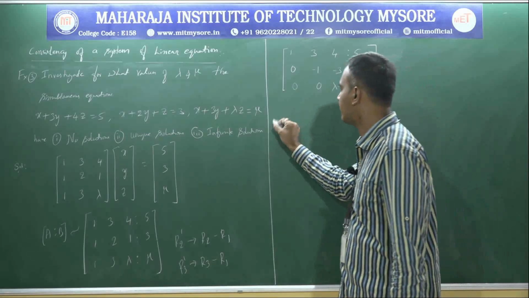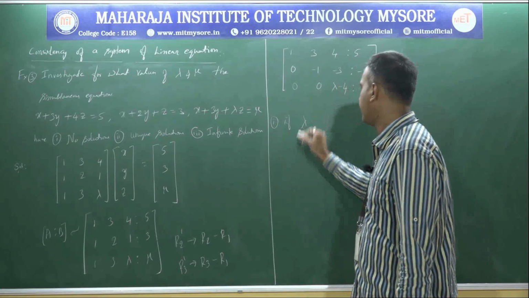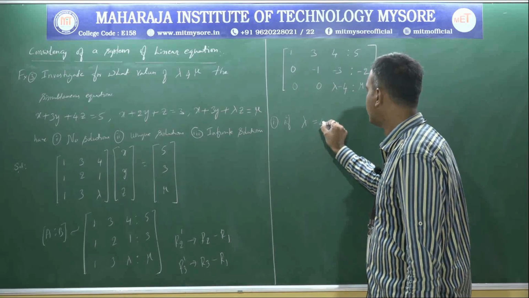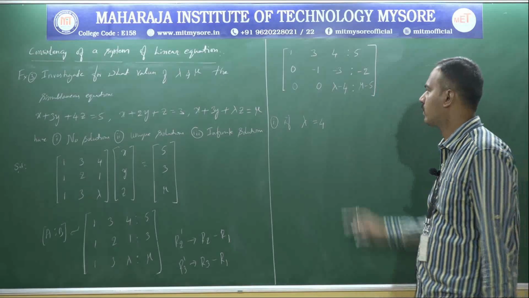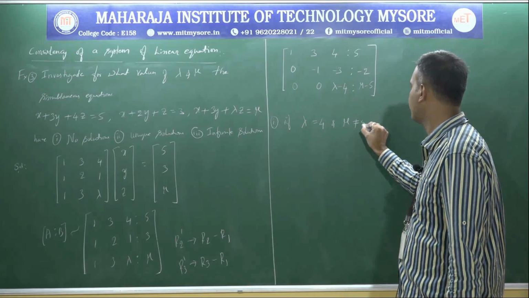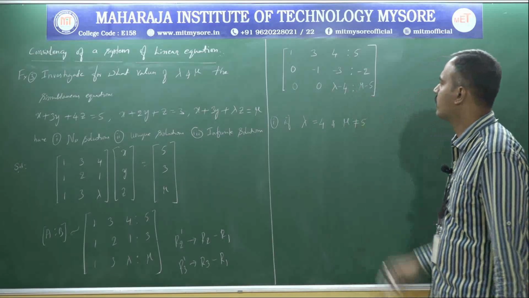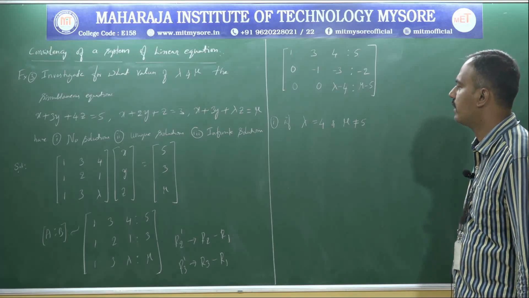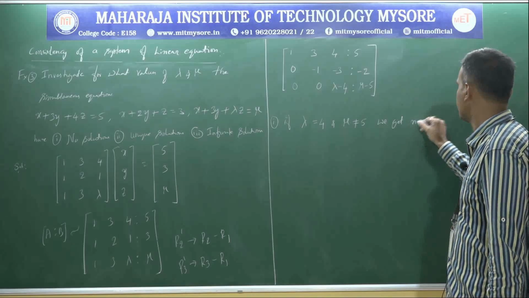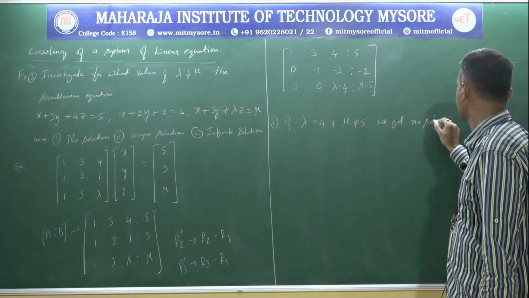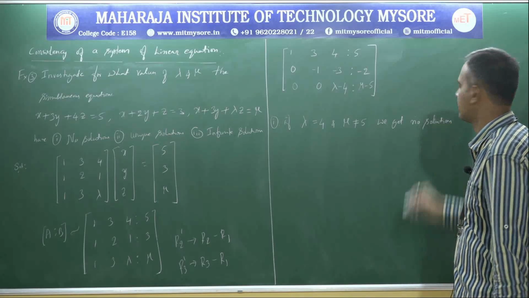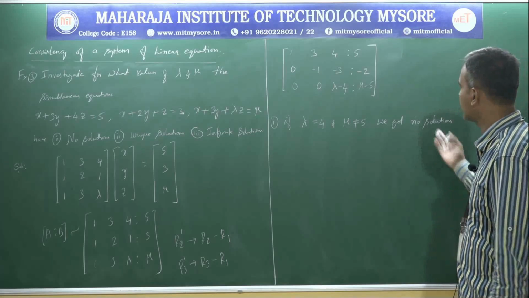Now we can consider the first condition. Here lambda minus 4 is available. If lambda is equal to 4 and mu is not equal to 5, what happens here? Lambda is equal to 4, mu is not equal to 5, means we get no solutions. We get the no solutions here. Now how do we get the no solutions here?